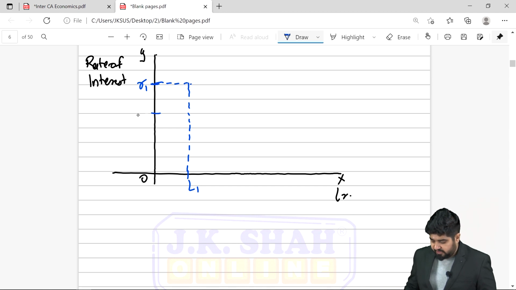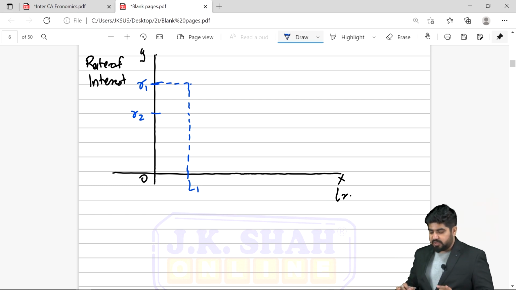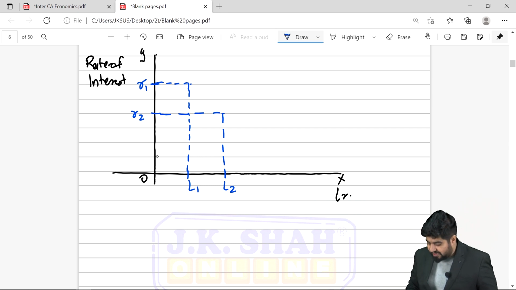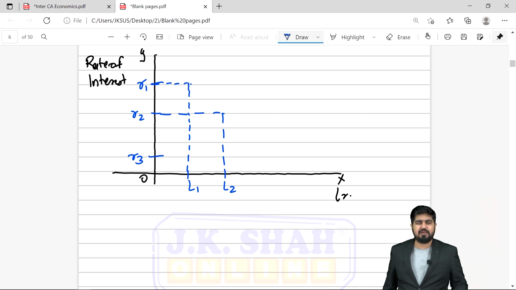If liquidity preference has to show a change, then the rate of interest has to change. The rate of interest falls from R1 to R2. Now as per the new rate of interest, liquidity preference will rise. This will become L2. But the rate of interest may fall very low. Let's suppose R3. At R3, let's suppose only a 1.5% interest rate is offered. Will you be interested in investing?